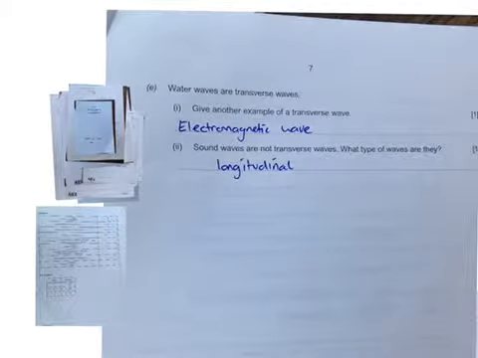And then the last bit to that question: water waves are transverse. Give another example of a transverse wave. Well, any electromagnetic wave. Sound waves are not transverse waves. What type of waves are they? They are longitudinal. Remember the examples. For transverse, it's going to be any EM wave, things like light, and then sound is going to be your longitudinal. Needs a medium to move through.